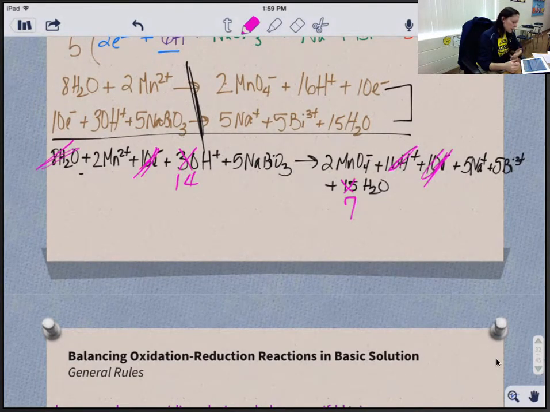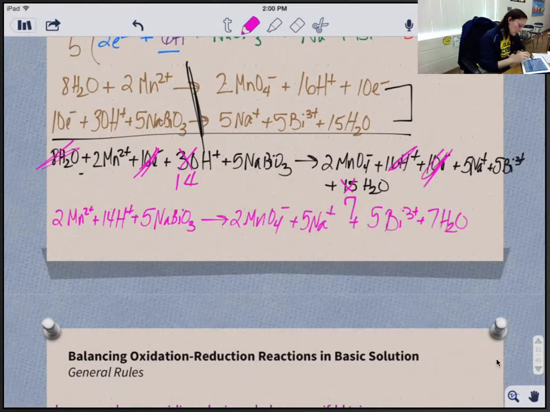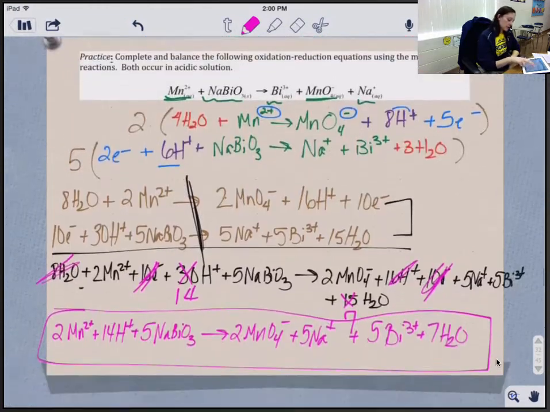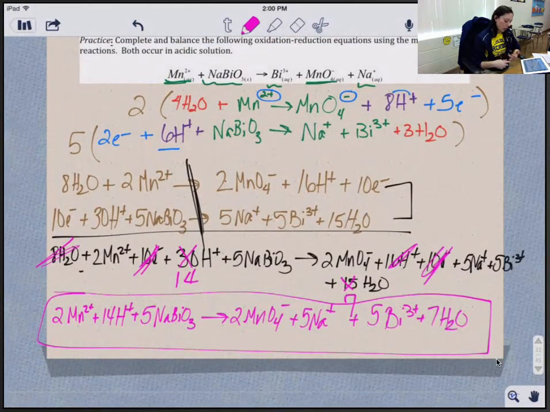So that was going to be my final one. I have to write all this out again. This is the balanced reaction. It looks very similar to what I started out with, just with basically the waters and the H+ in there to get them all to equal out.